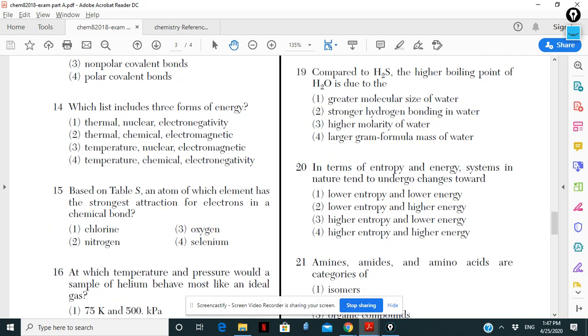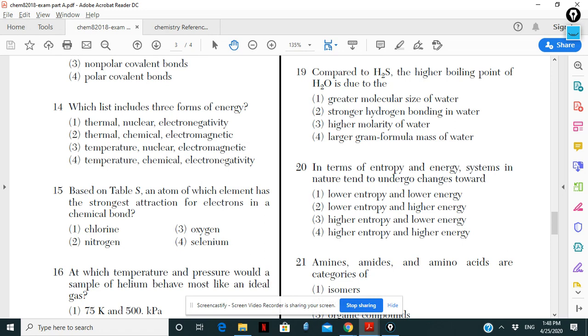Which list includes 3 forms of energy? I have to look carefully. Thermal, that's energy. Nuclear, that's energy. Electronegativity, that's force, not energy. So 1 is incorrect. 2: thermal is energy, chemical is energy, electromagnetic is energy. So the answer is 2.